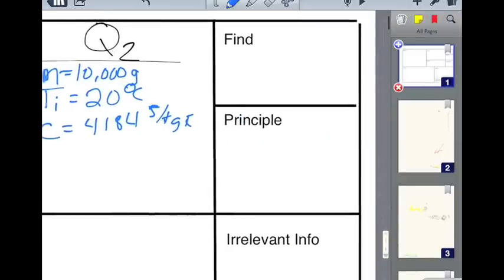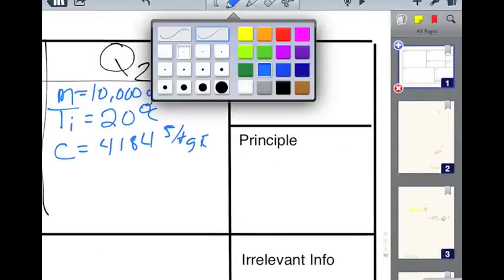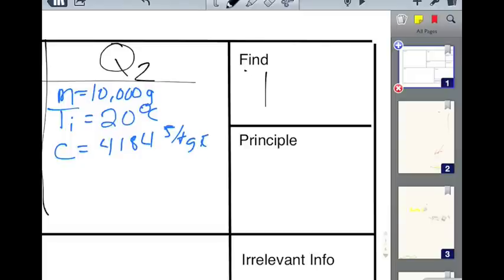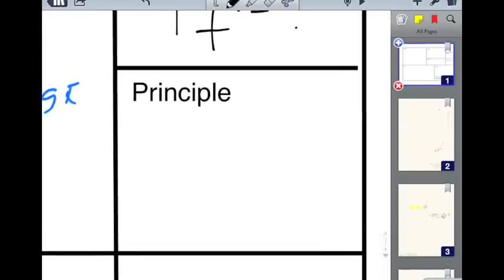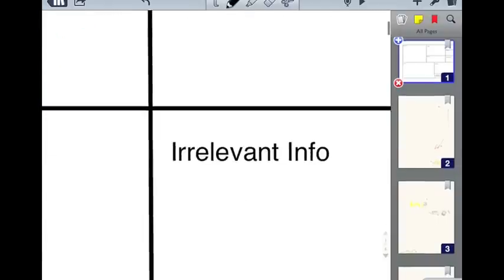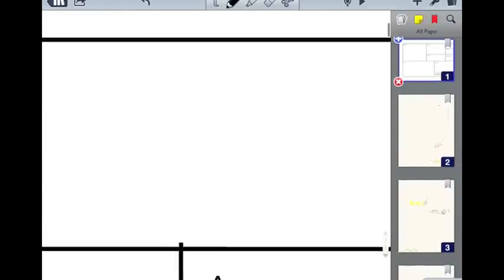Okay, so what we are trying to find in this particular case is the final temperature. Remember, when you mix these two, they're going to equilibrate, and you're going to get one final temperature. So the principle involved here is conservation of energy. The law of conservation of energy. The heat lost by one thing has to equal the heat gained by another.